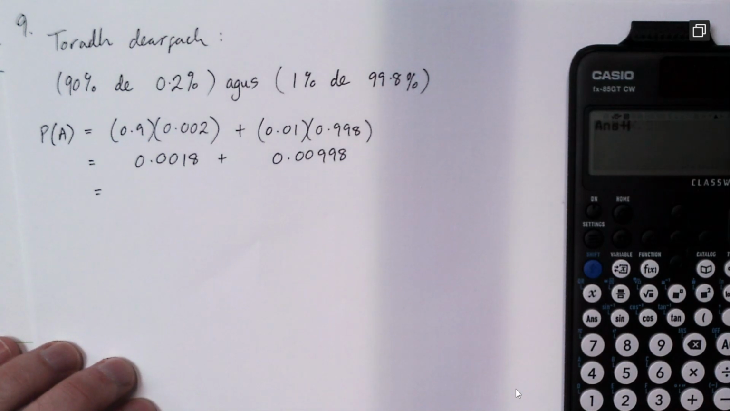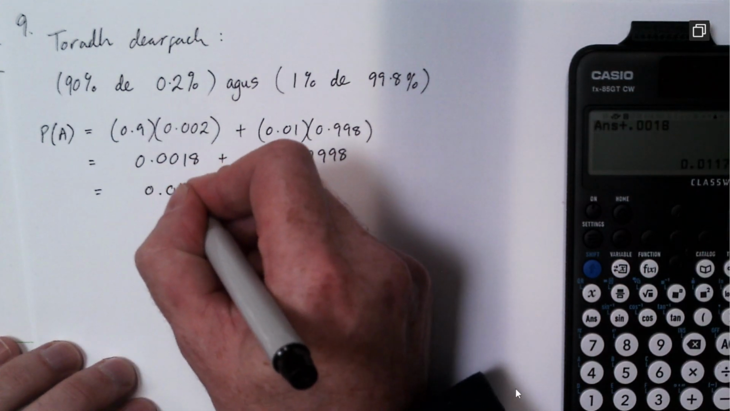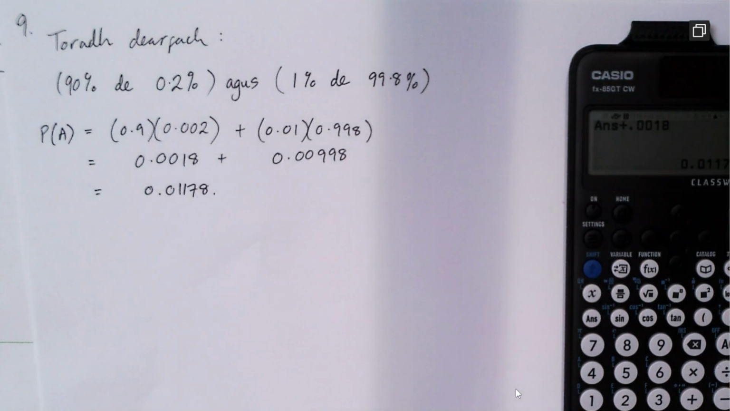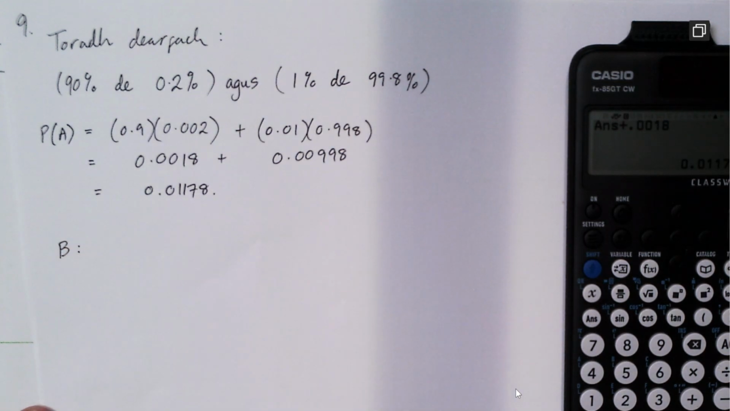So plus 0.0018, you should get 0.01178. So that is the probability of getting a positive result. You can show a positive result, yes. Let's call that event A.